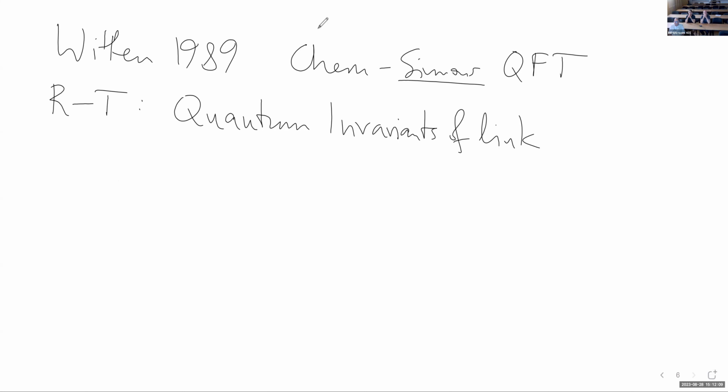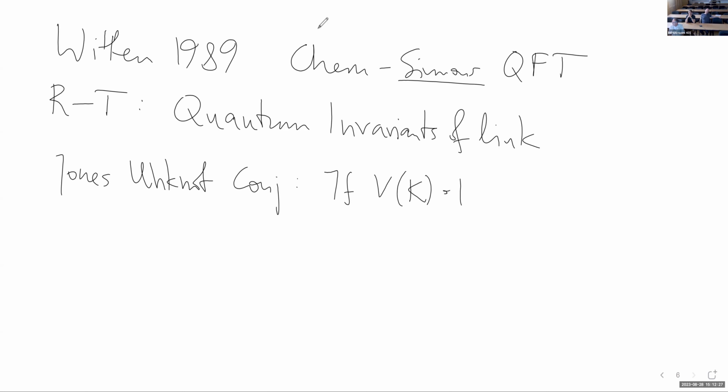So the Jones unknotting conjecture says that if the Jones polynomial of a knot K is 1, then K is the unknot. The Jones polynomial distinguishes the unknot. So even this simple question is still open.